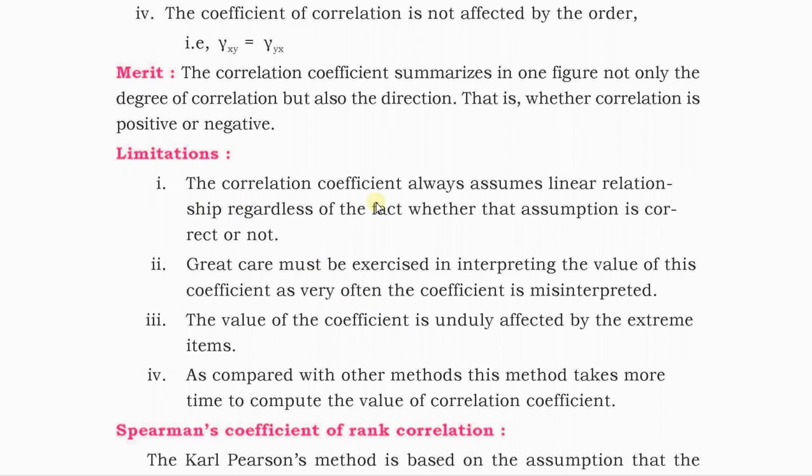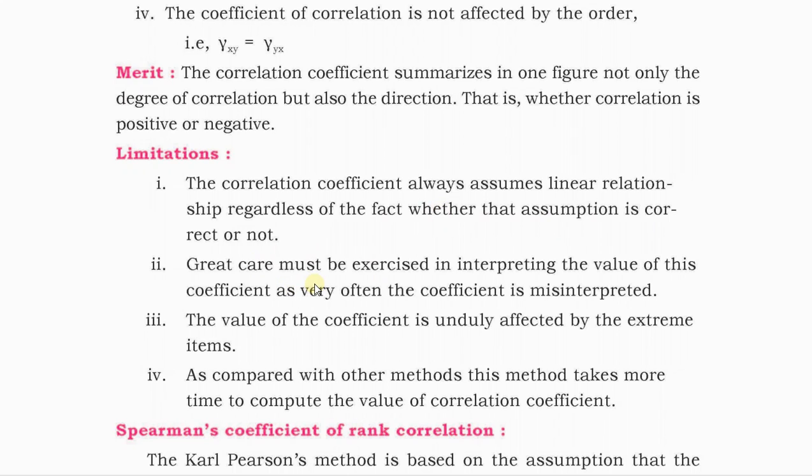So the correlation coefficient always assumes a linear relationship, regardless of whether the assumption is correct or not. We assume here that the relation between x and y is linear. That is, if you plot it on a graph, you can draw a straight line or you will get the trend. The scatter of the points will be in the form of a straight line is what is assumed here, which is not true always. Okay.